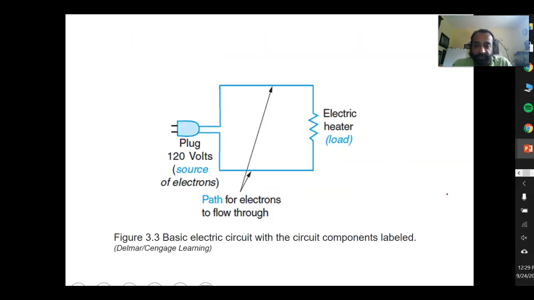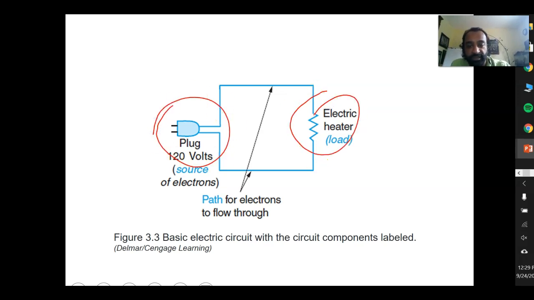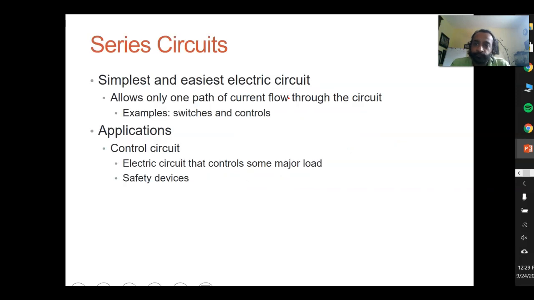This is an electric circuit. We have our plug over here, and this is my load, and this is the path. So this is a complete circuit right here, and you will get some use out of this load. If we break, even if this is the hot and this is the neutral, if we cut off the neutral, we're not going to have a complete circuit. The circuit is not going to work.